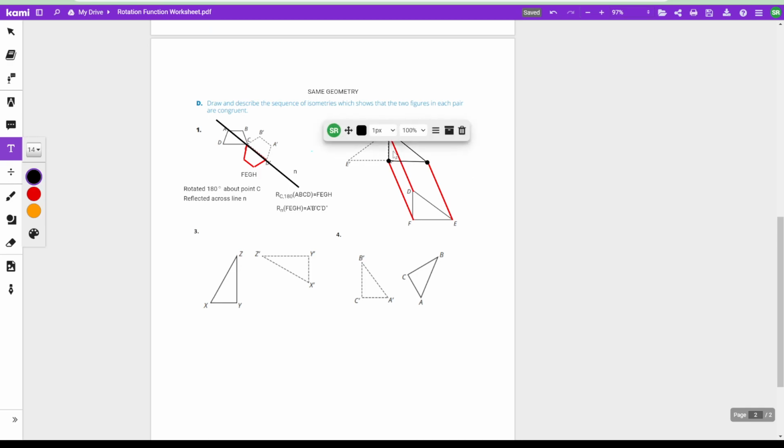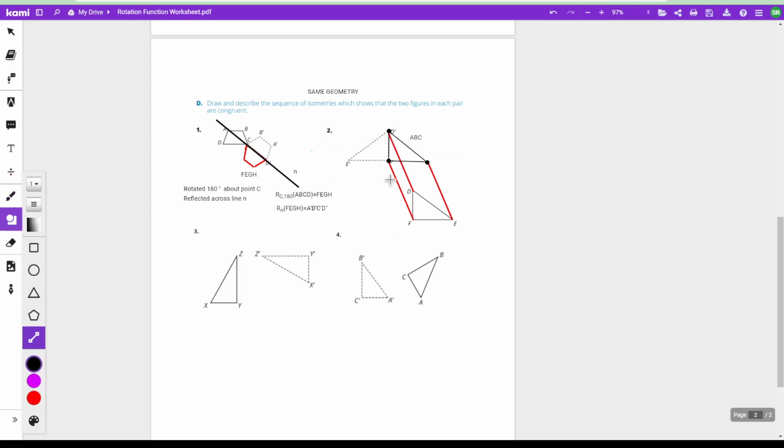Okay, and then once we get it to this location, it's easy to see whether you need a rotation, a reflection, or what have you. And here it's very obvious that this is going to be a reflection across a vertical line. So we can make a vertical line here, and we can label that N again.